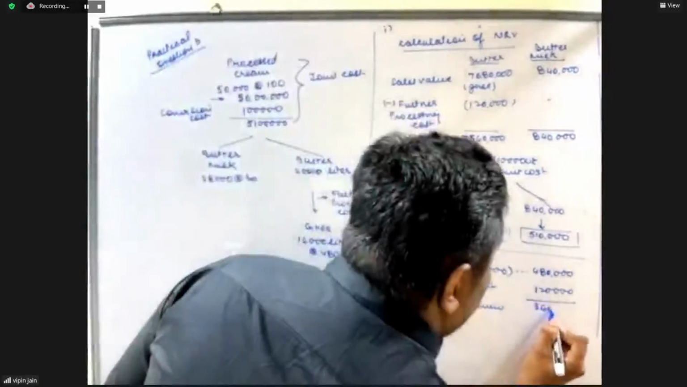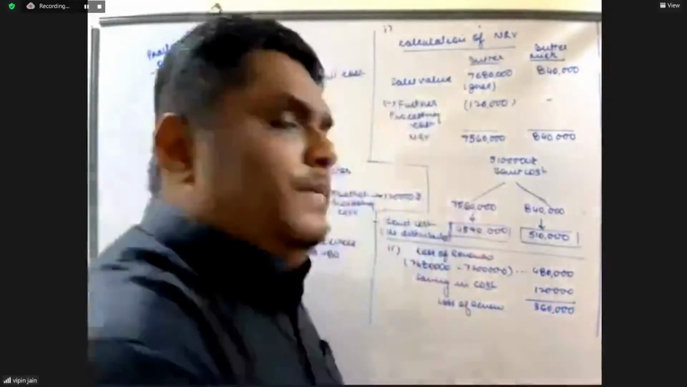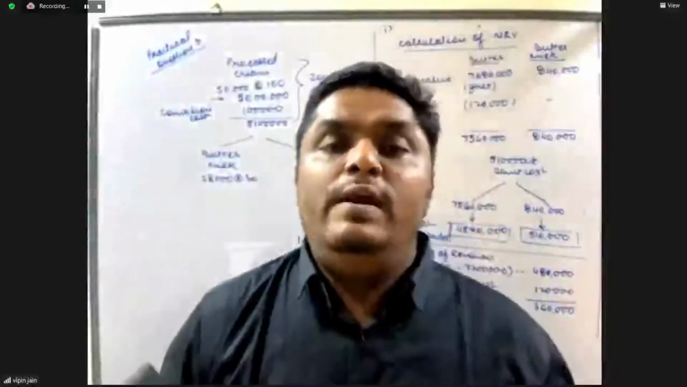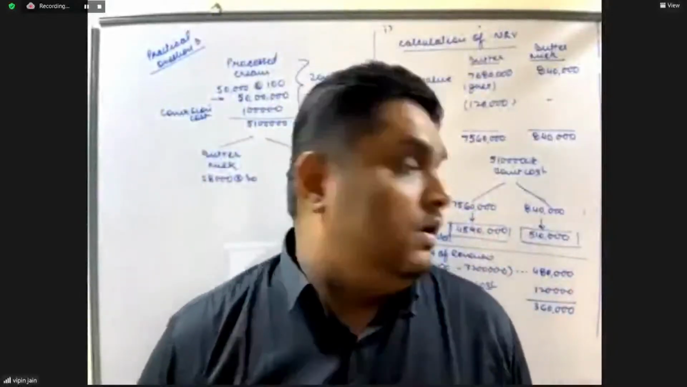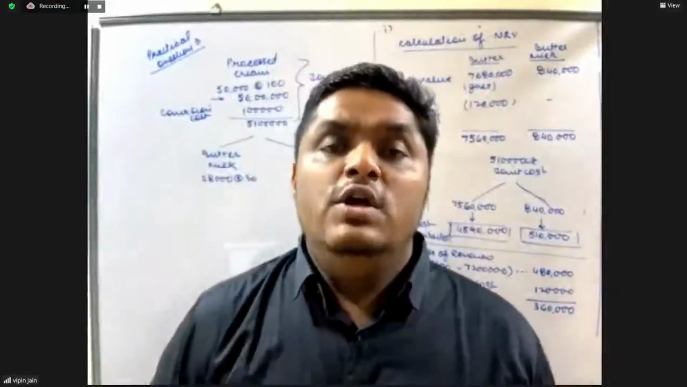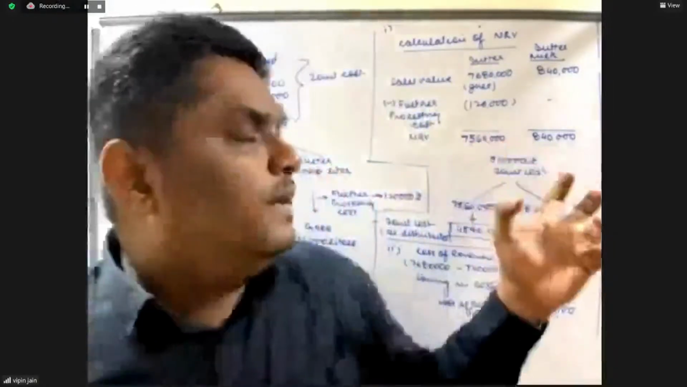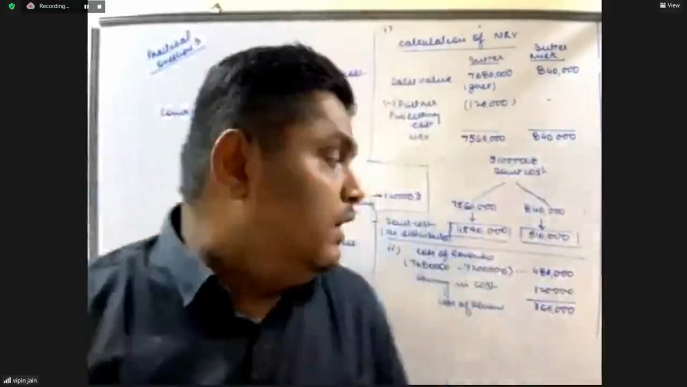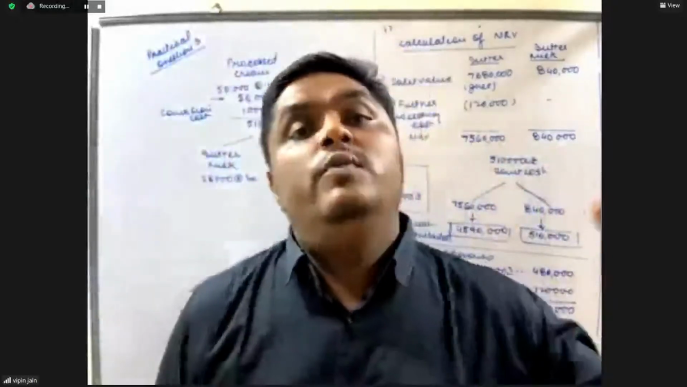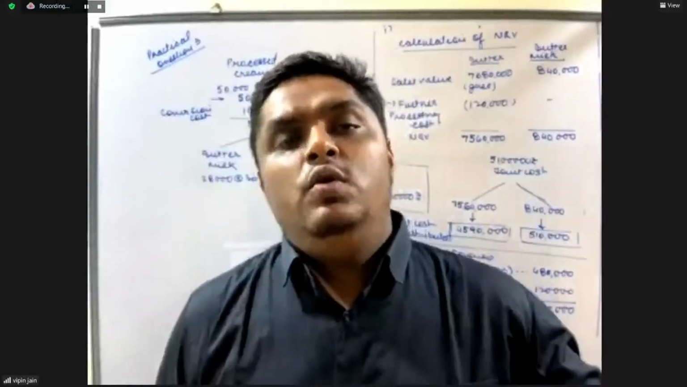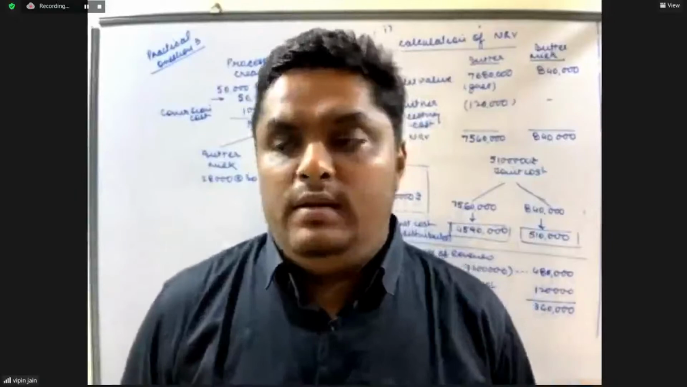3,60,000. It means if we process butter into ghee, we'll get an additional revenue of 3,60,000. So better not to accept this proposal. I repeat again guys, if we accept this proposal, then our operating income will reduce by 3,60,000. So better to continue manufacturing ghee from butter.